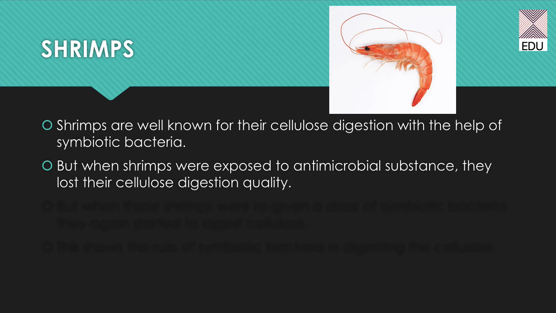So if these shrimps were exposed to some antimicrobial substance, if they are given orally or injected with antimicrobial substances or chemicals, what these antimicrobial compounds will do is wash away the symbiotic bacteria, and the quality of the cellulose digestion in the shrimps will be reduced. So this is very obvious.